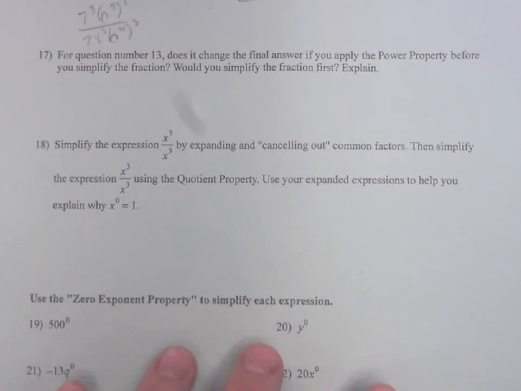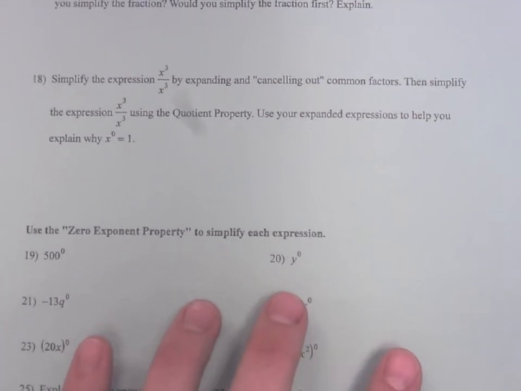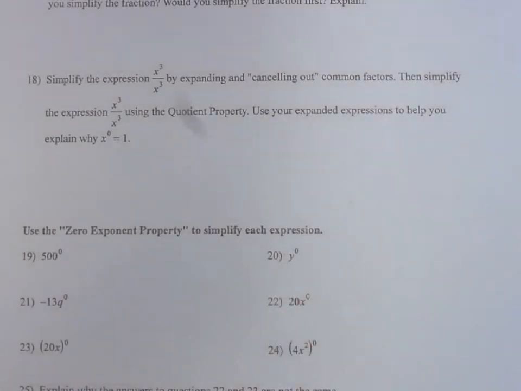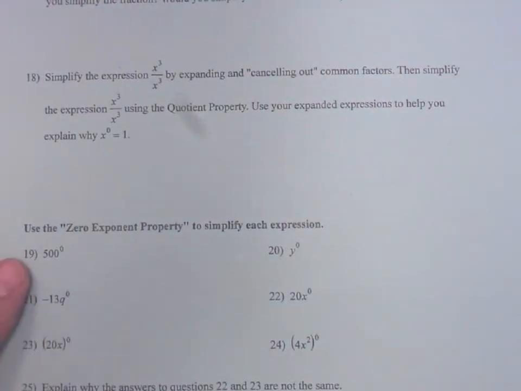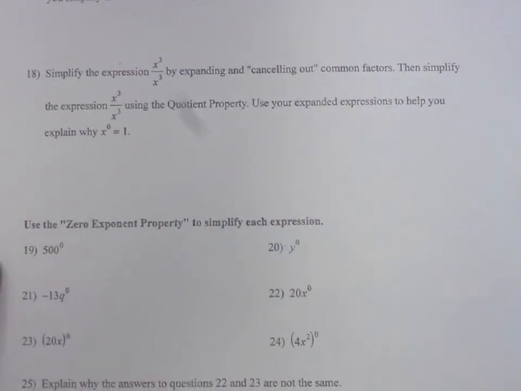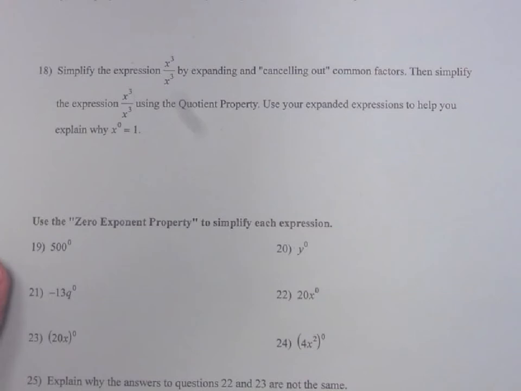Okay, now number 18. This is actually a really important idea that we were going to talk about in class, but we didn't have time, and that's okay. We'll talk about it in class probably tomorrow as well. What I want you to do here is use two methods to simplify the same expression so that you can see why something to the 0 power is 1, some kind of an explanation. So let's do both of those.